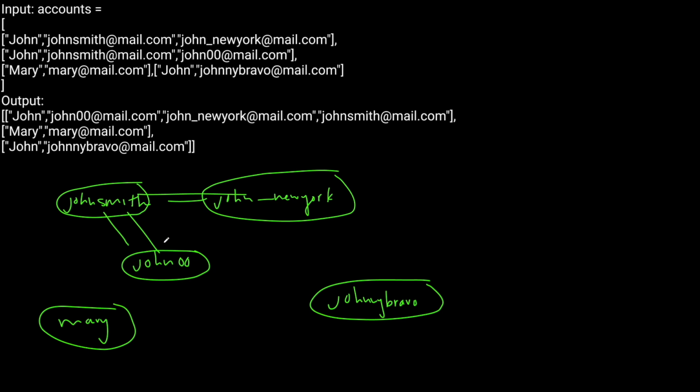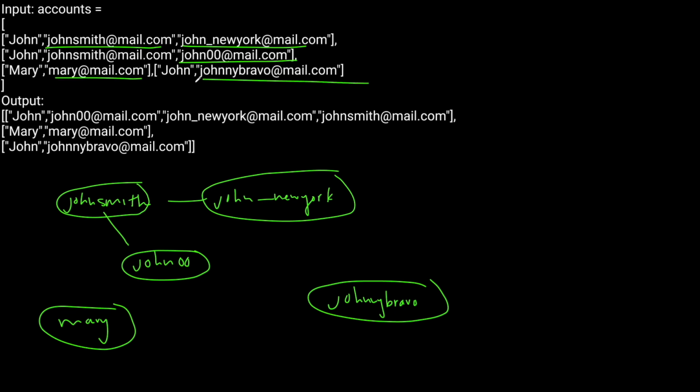So essentially what we want to do is, for every email on our graph, so we can think about it, okay, this would be one email, this would be one email, this would be one email in the graph, this would be one email, this would be one email. We want to go through all of them.